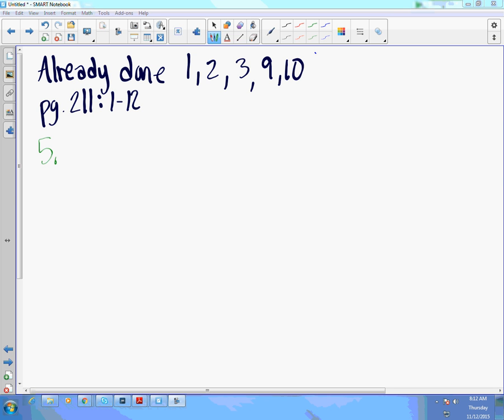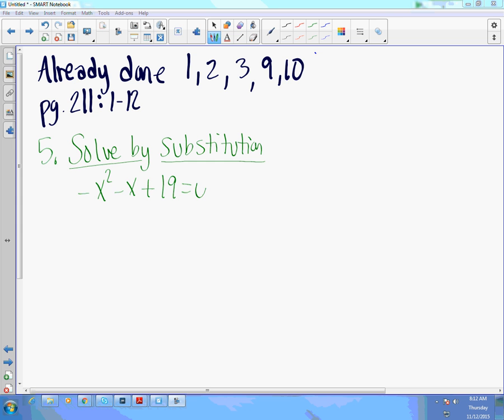Number 5. We learned 2 different methods, graphing and elimination. This one's different. Substitution. So on your paper, will you label it? Solve by substitution. So you know the different methods, and you have an example to go back to. I'm going to write down the 2 equations it gives us.